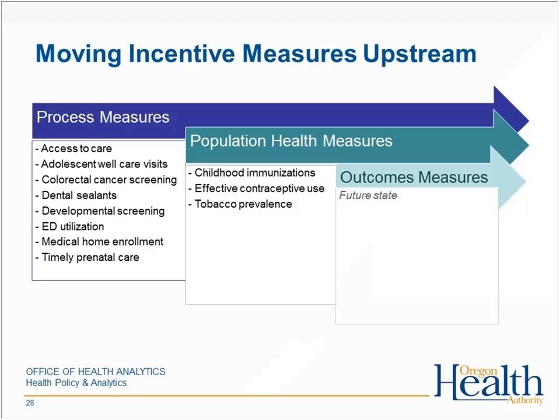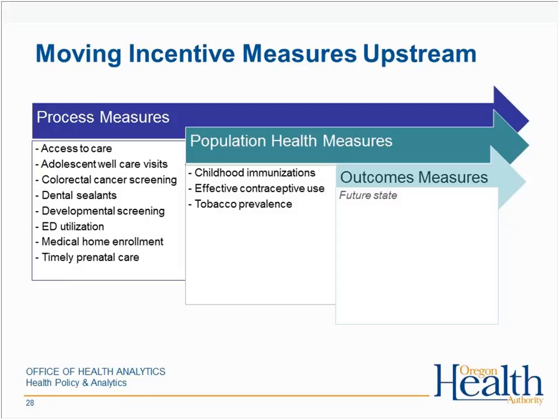And while we've been seeing all of those moving in the right direction, that's not really our full intent, and we don't think that that's necessarily going to get us to better outcomes and the triple aim overall. So more recently, in 2015 and 16, we started adding more population health-focused measures. So we're now paying for performance on childhood immunizations, effective contraceptive use, and tobacco prevalence.